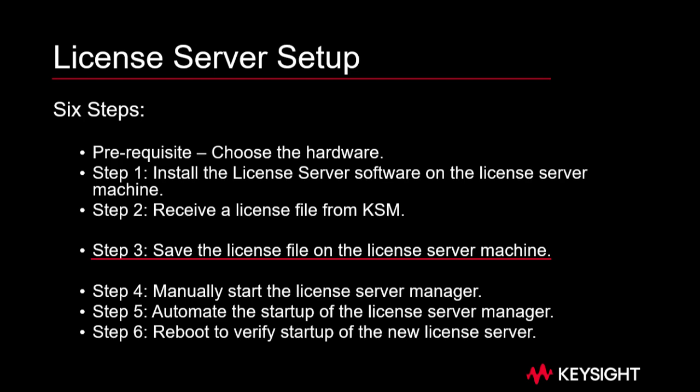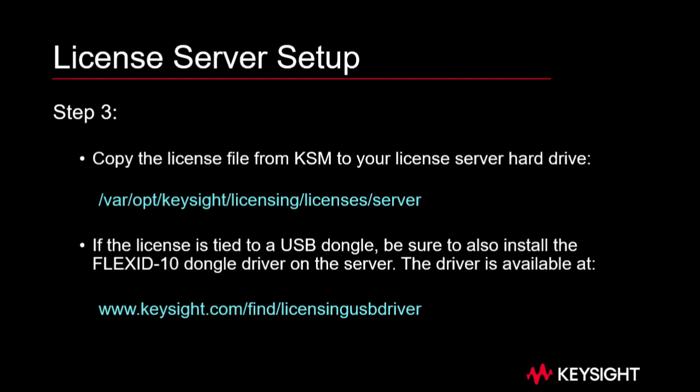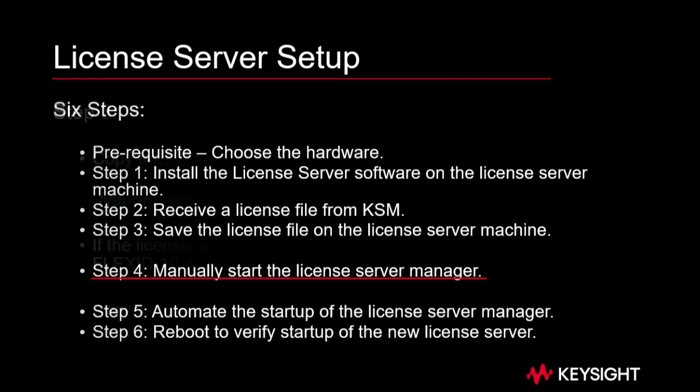Step 3. Save the license file on the license server machine. Copy the license file to your hard drive using the path shown. If the license is tied to a USB dongle, be sure to install a FlexID 10 dongle driver on the server, available at keysight.com/find/licensingusbdriver.